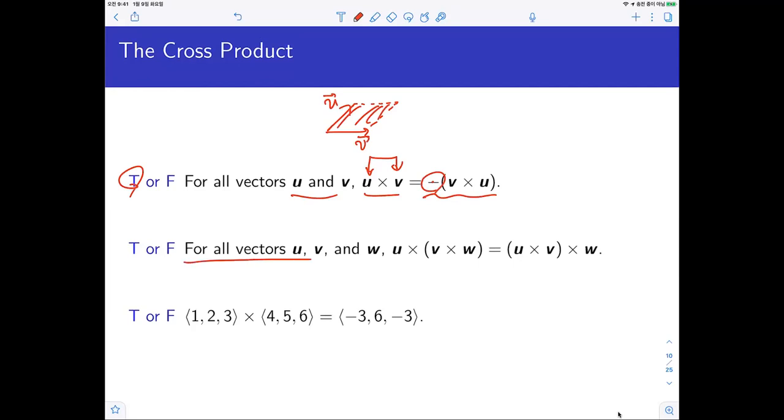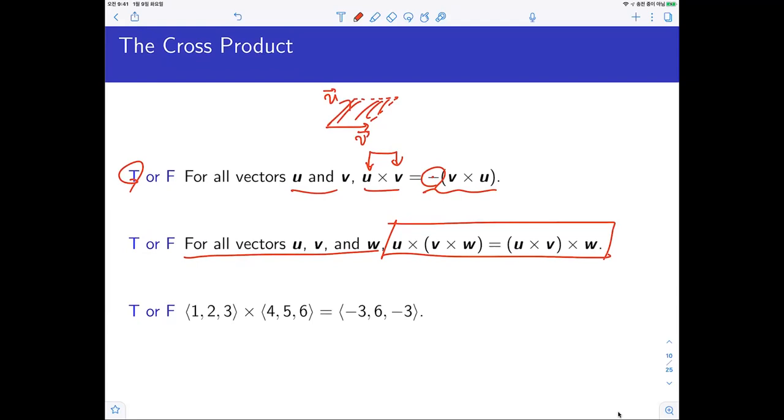And here, for all vectors u, v, w, does this condition hold? We've never studied these identities. Actually, we can find a counterexample. Here, we put u equal i, v equal j, and w equal j. Here, i and j are standard unit vectors in three-dimensional space. Then u cross (v cross w) should be the zero vector because v and w are both j, so v cross w is a zero vector. Since the cross product with the zero vector is the zero vector, the left-hand side should be the zero vector.